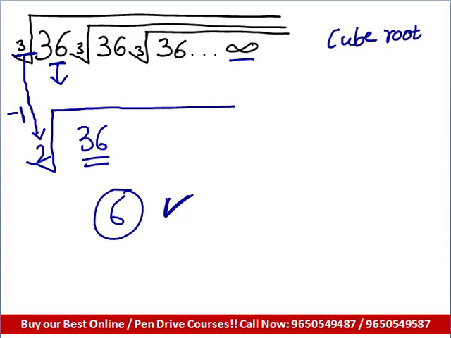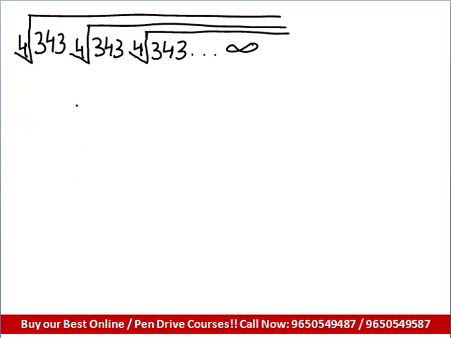Now look at the last example for today's session. Out here, this is the fourth power of 343. So fourth power of 343 into fourth power of 343 into fourth power of 343. This series goes on till infinity. And I've told you, if rather than the second power, we have a power greater than the second power, then what is the shortcut? Students, you will decrease the power by 1.